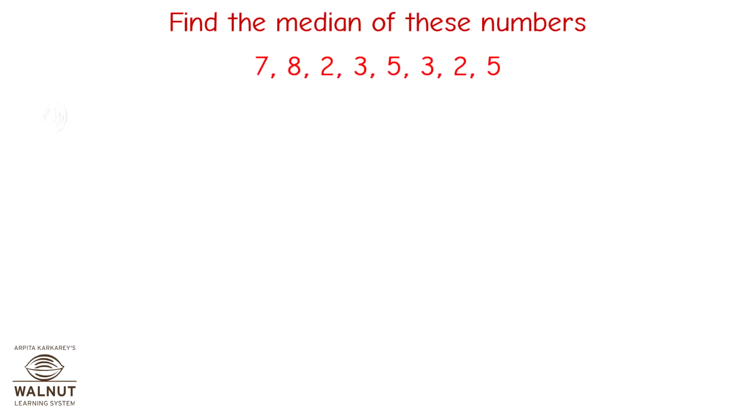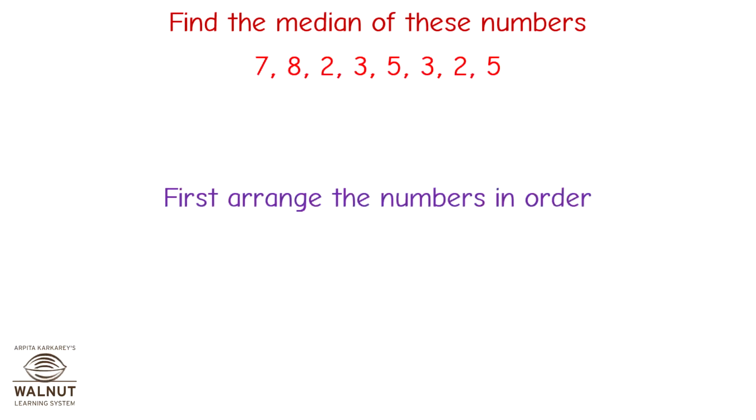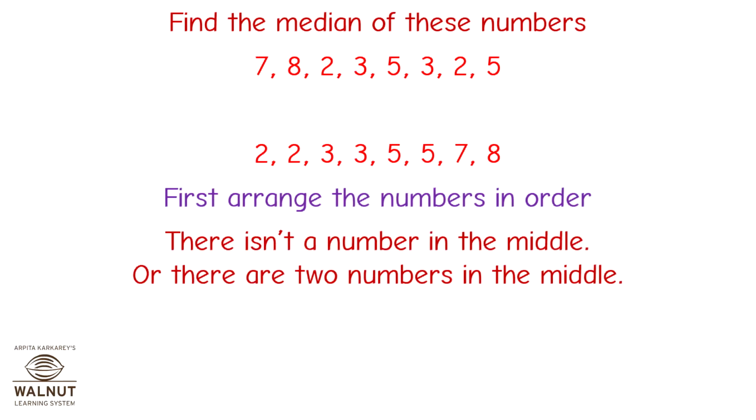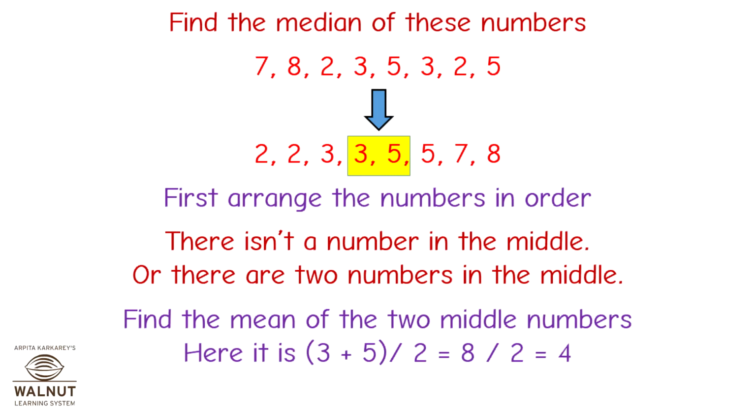Find the median of these numbers. First, arrange the numbers in order. There isn't a number in the middle, or there are two numbers in the middle. Find the mean of the two middle numbers. Here it is. So the median is 4.